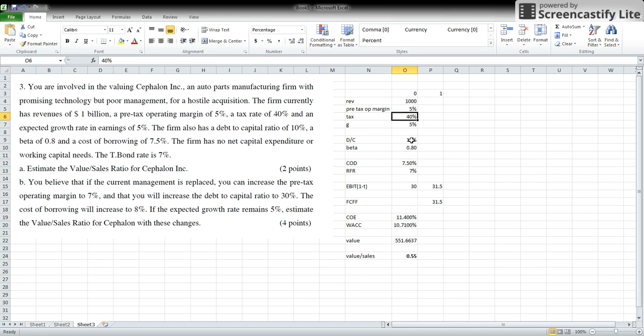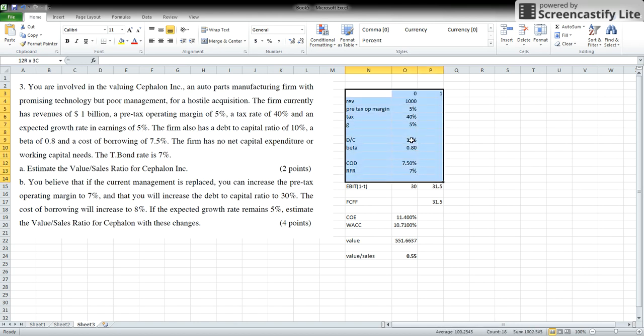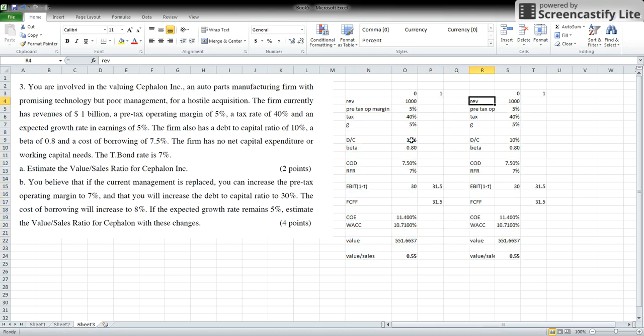Now, part B: you believe that if the current management is replaced, you can increase the pre-tax operating margin to 7%. Let's replicate the entire thing here. So we are saying that we can increase the pre-tax operating margin to 7%. This is one area that we've changed. Then you can increase the debt to capital ratio to 30%. It's 10% at this point in time. You can increase this to 30. That's another change that we made.